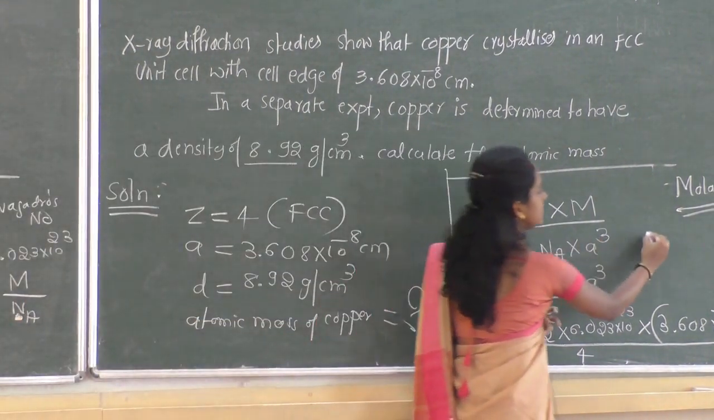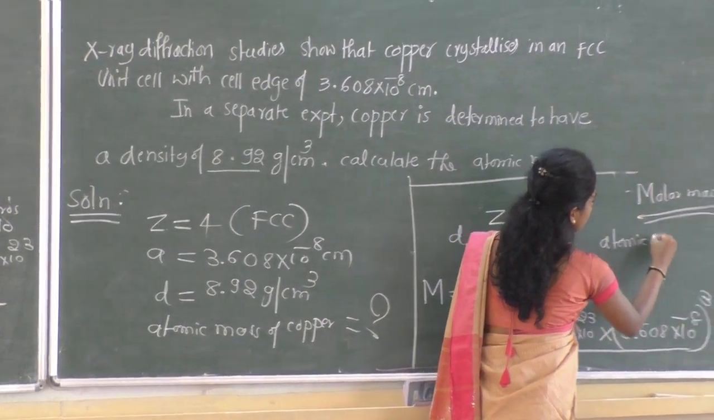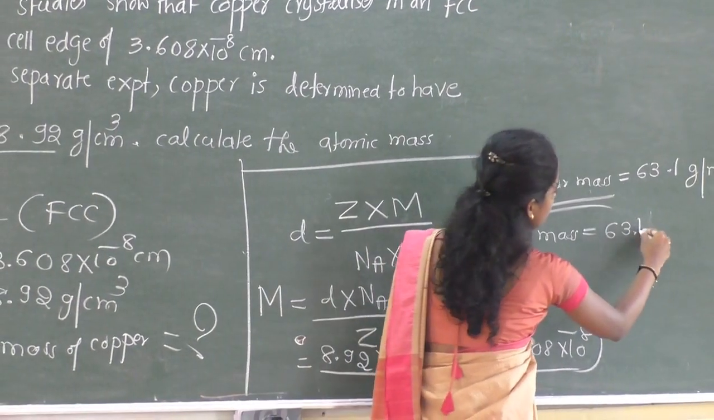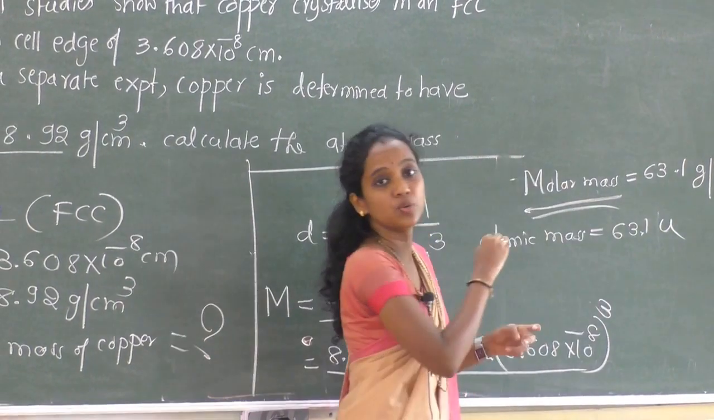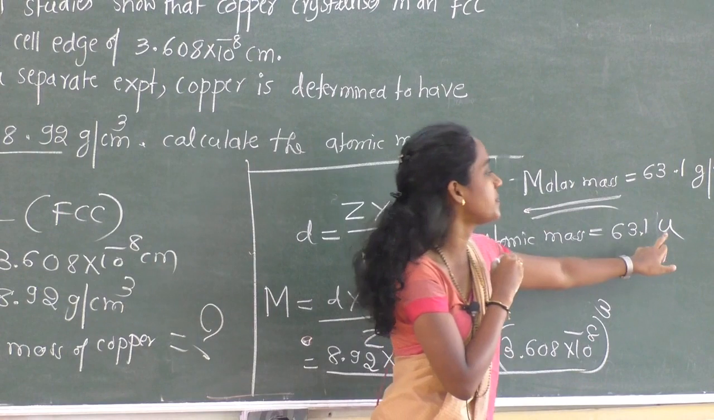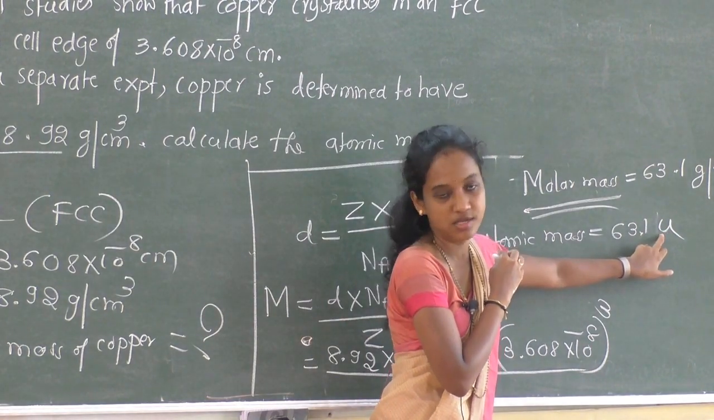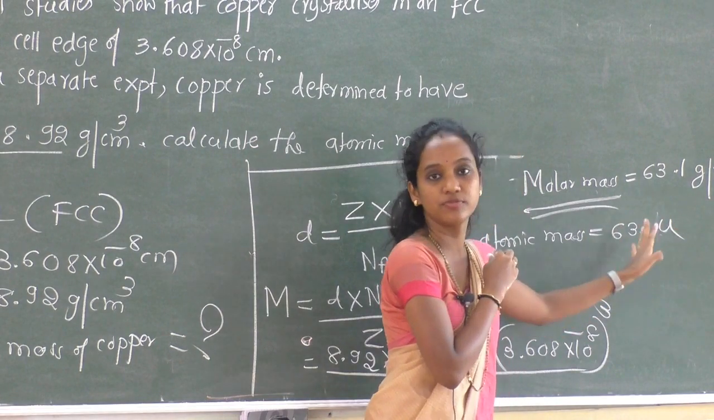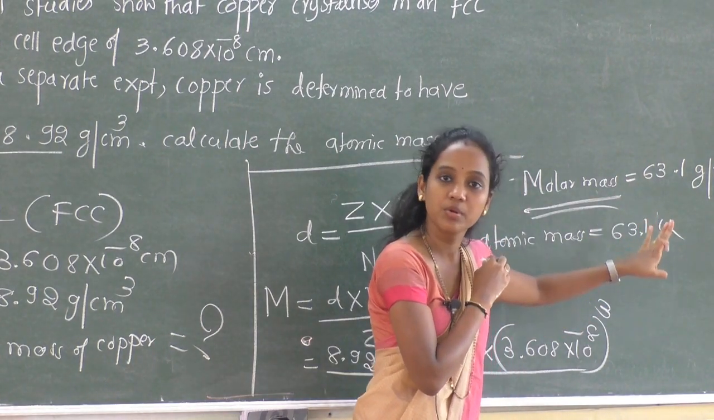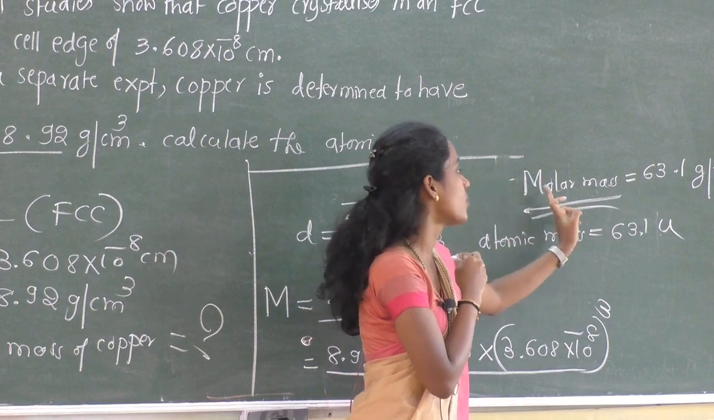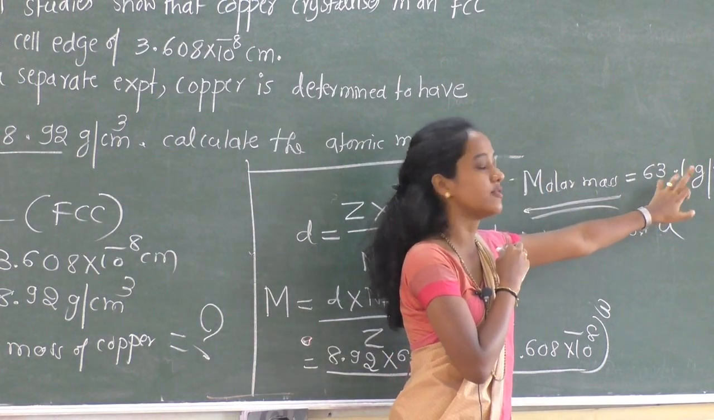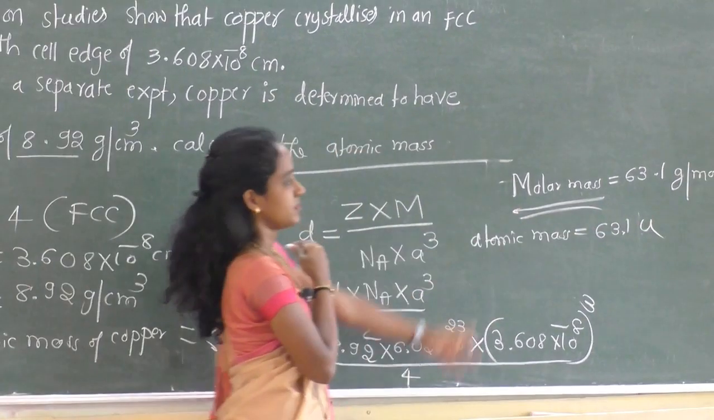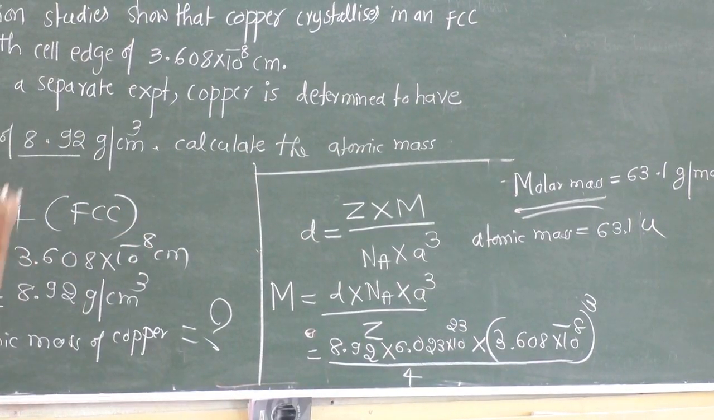So I'll write atomic mass of copper is equal to 63.1 u. What is this u? Atomic mass unit, which is represented by unified mass. So 63.1 u is the atomic mass of copper. If it is asked to calculate the molar mass, what is the answer? It is 63.1 gram per mole. Clear? Just note it down.